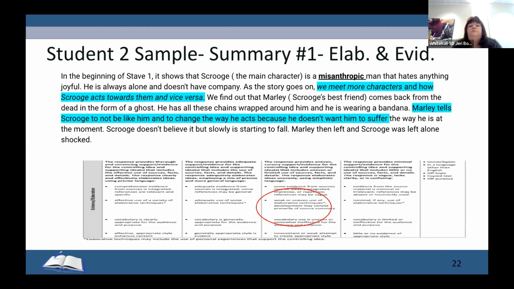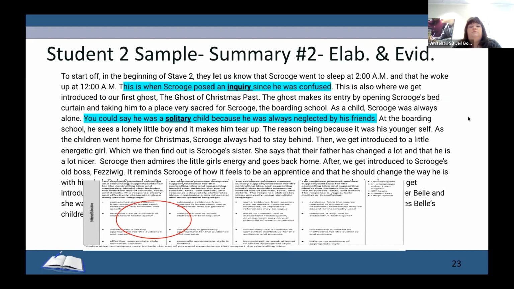This is one of my examples, a different student, and their first summary. You can see I underlined in black a vocab word that we had discussed, which was misanthropic, but everything in blue is kind of general. If you are not familiar with A Christmas Carol, this wouldn't necessarily get you there. While it borders on summarizing, it's very, very general. And then after the explicit vocab instruction, they accurately used words like inquiry and solitary, and were able to really showcase for somebody what's happening in Stave 2 for Ebenezer Scrooge.